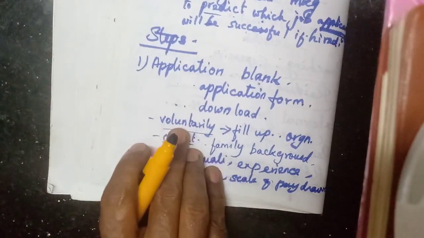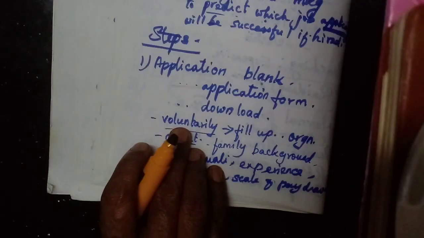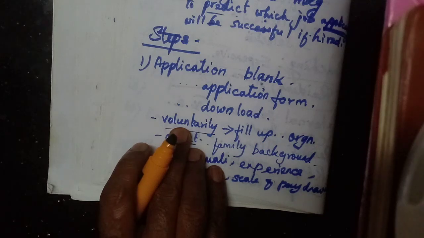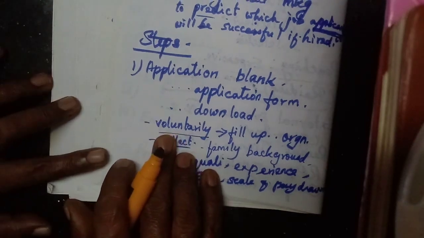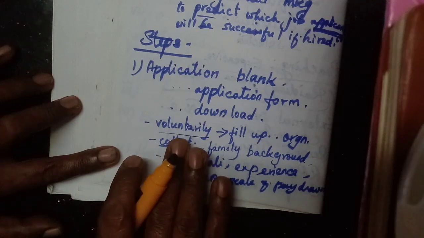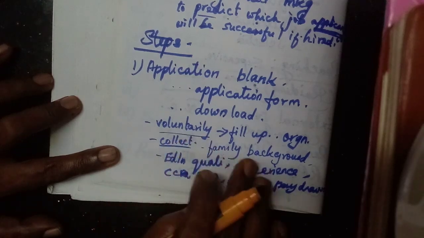That is called the application blank. So what will they provide? They will provide a format for the application form. They will ask the applicants to fill up those forms. Only then can they collect all the information.